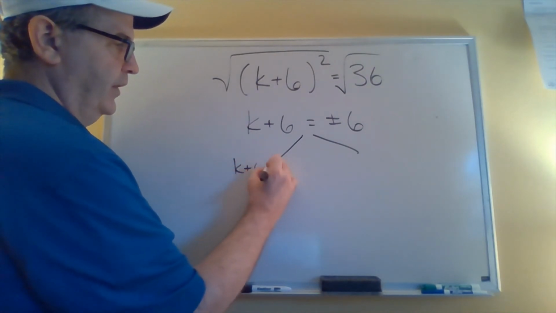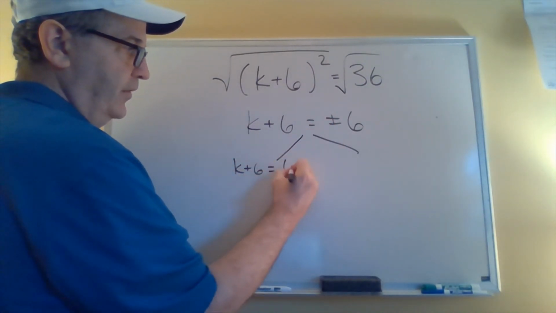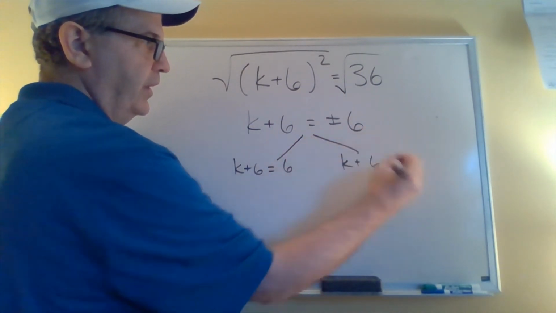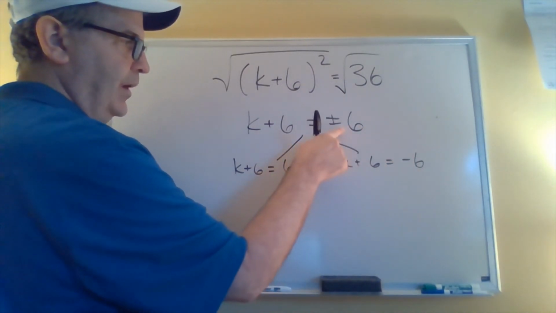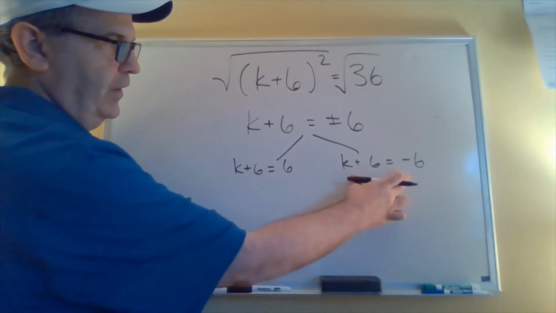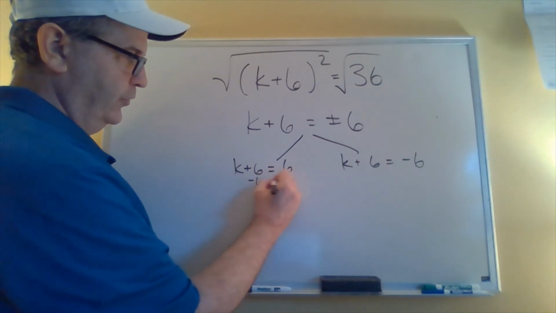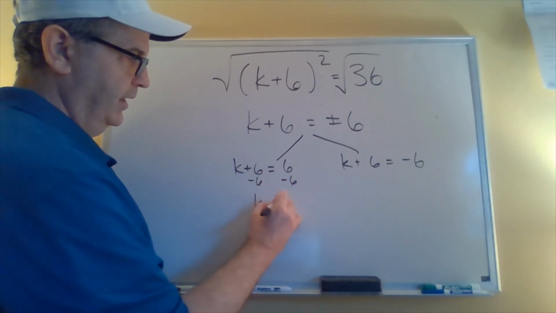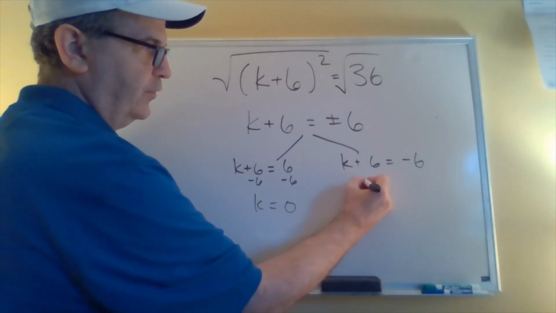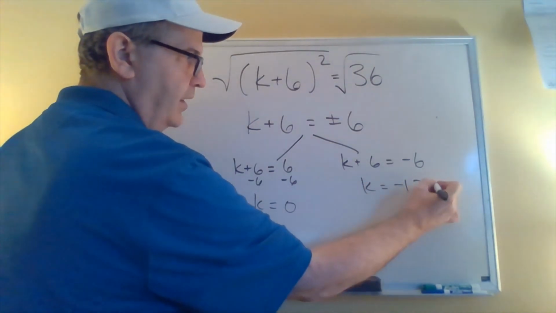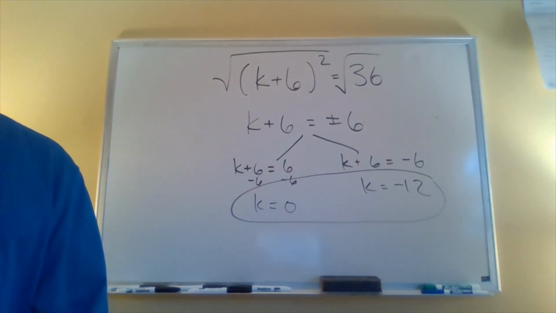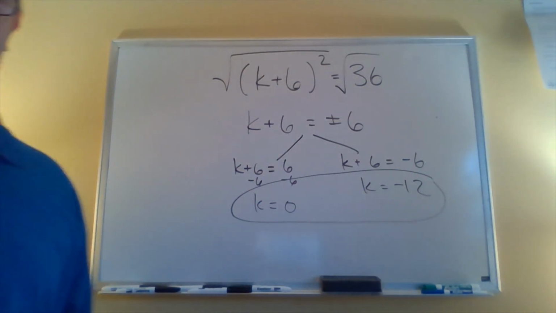We have k plus 6 equals the positive 6, and over here we're going to use that negative 6, so k plus 6 equals a negative 6. So we had plus or minus 6, here's our plus 6, here's our minus 6. Now we solve each one of these equations individually. We're going to subtract 6 from each side, so we'll get k equals 0. And over here, when we subtract 6 from both sides, we get k equals negative 12. So both of those serve as our answer for this one. K equals 0 and k equals negative 12.